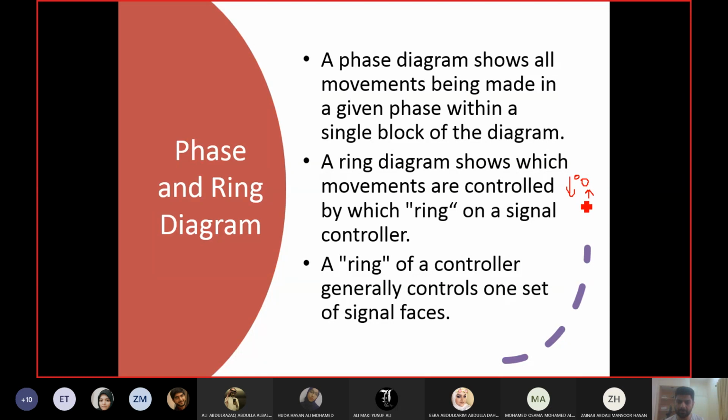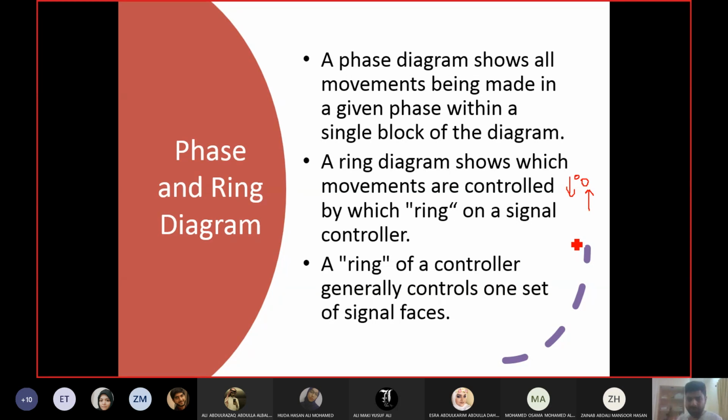So in the ring diagram, although they are happening simultaneously, they will be shown in different boxes or different blocks. Blocks means the same thing. In a ring diagram, movements from each face, or each set of lights, are shown in a different box or block. Each movement which is controlled by each signal, or each set of lights, is shown with a different block. This is the main difference between a phase diagram and a ring diagram.